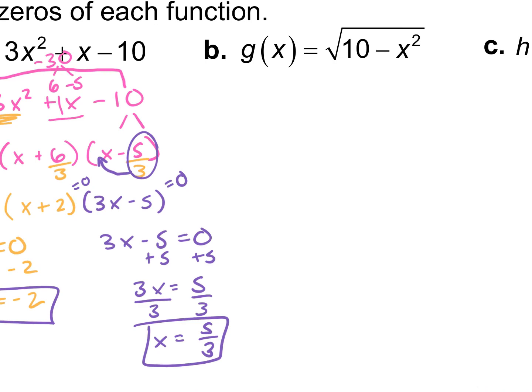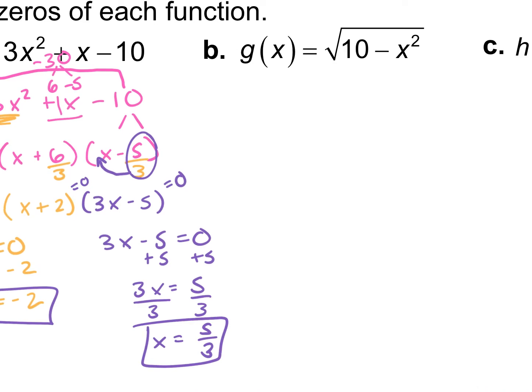All right, next let's look at B. So again, I'm going to change the y to be 0. So 0 is equal to the square root of 10 minus x squared. Now I'm still solving for x. I want to find x equals, so I have to undo everything on the right side of my equation. So to get rid of that square root, I'm going to square both sides.